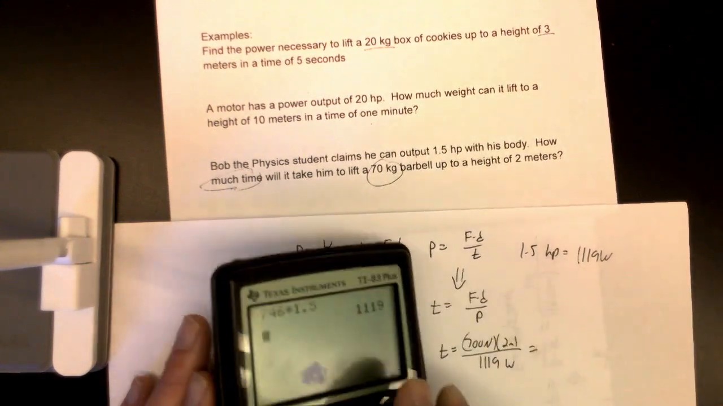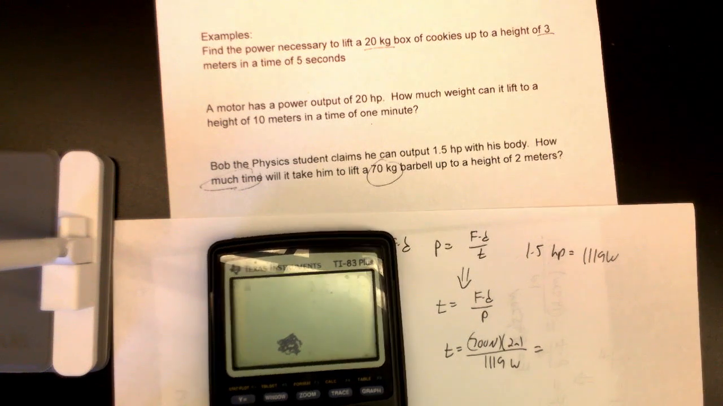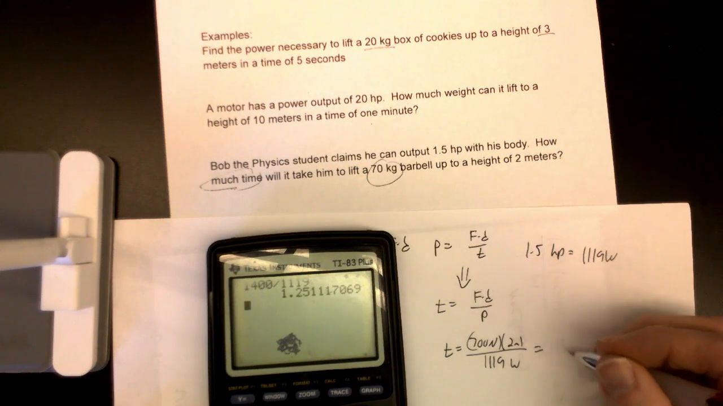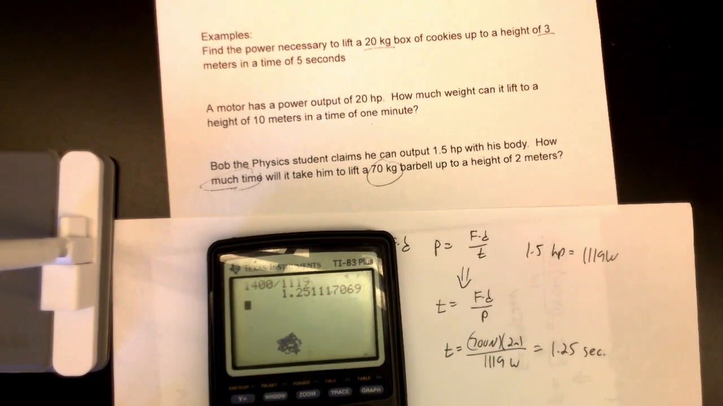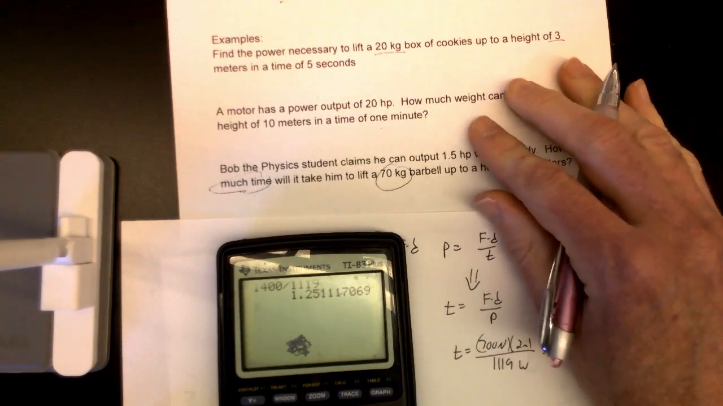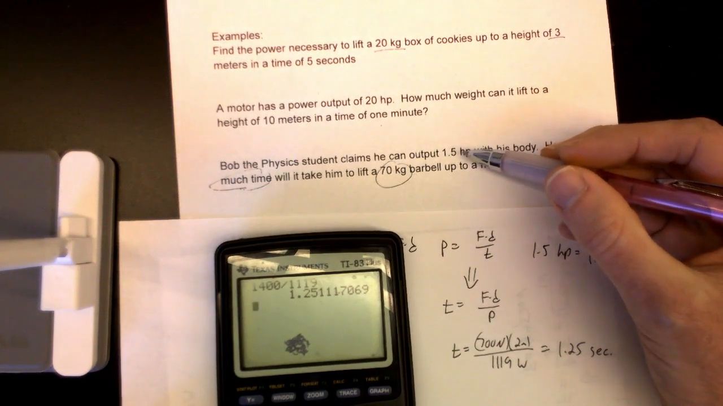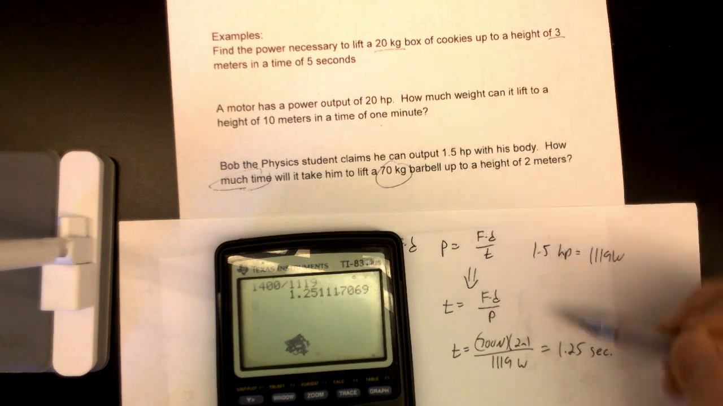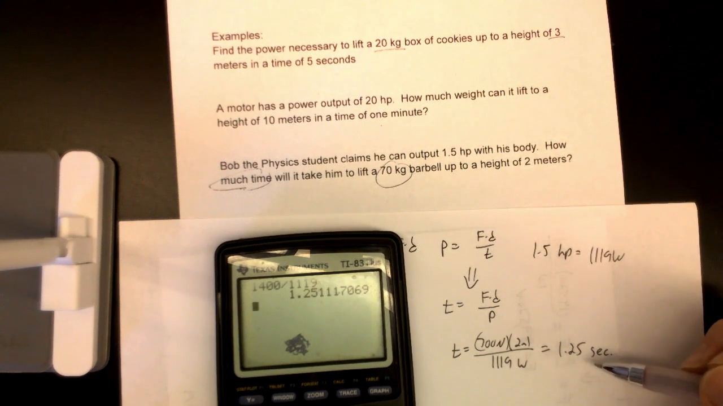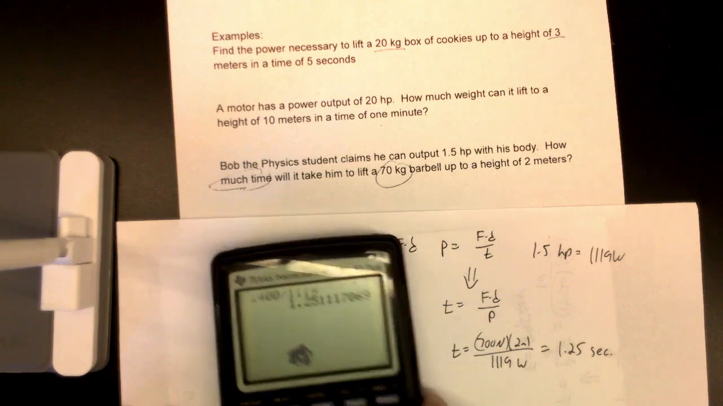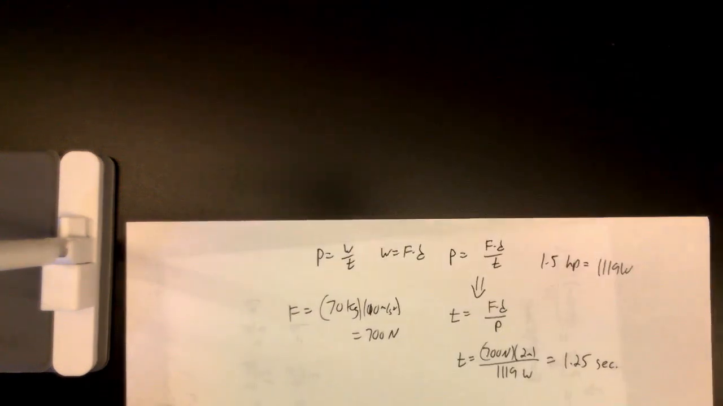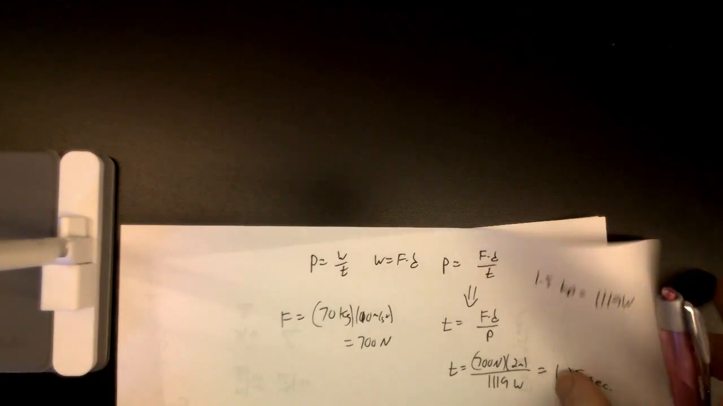And now I just do my math here. Well, 700 times 2 is 1400 divided by 1119, and I get a time of 1.25 seconds. Good. And just looking back at the problem, yeah, okay, an output power of 1.5 horsepower is quite a lot for a person, but if they did have that much power, they could lift a pretty heavy weight up above their head in 1 second. So that seems reasonable. Okay, let's go now and refresh our memory on mechanical advantage.